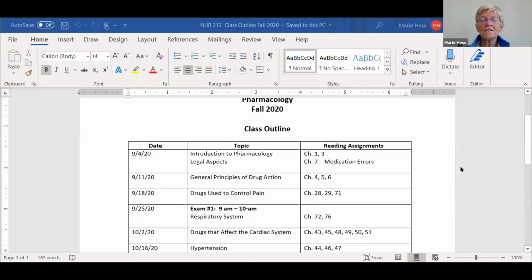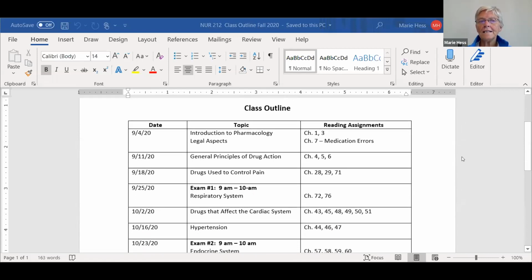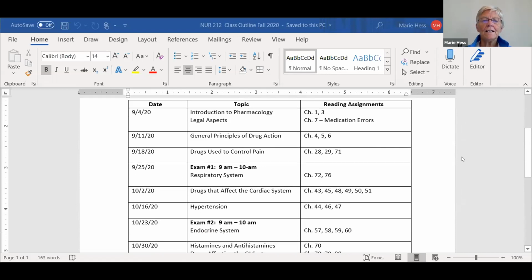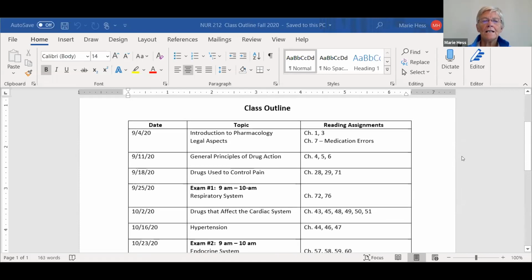I'm going to go back out to another screen here that talks about the class outline. This is just something I put out to give you some sense of what we might do each week and to give you the exam times. And again, I'm flexible with exams. If we need to give them in the evening, if that's better for some of you, I can be flexible with that.